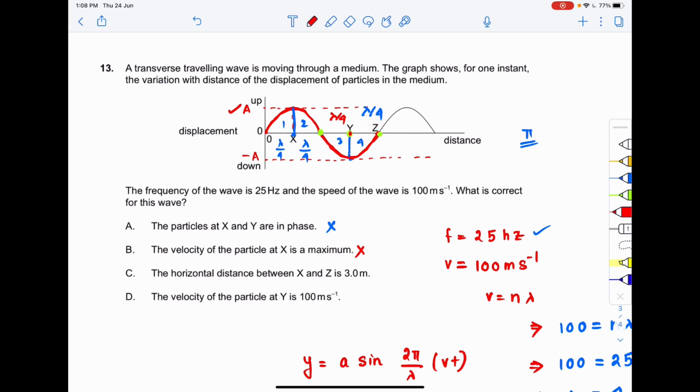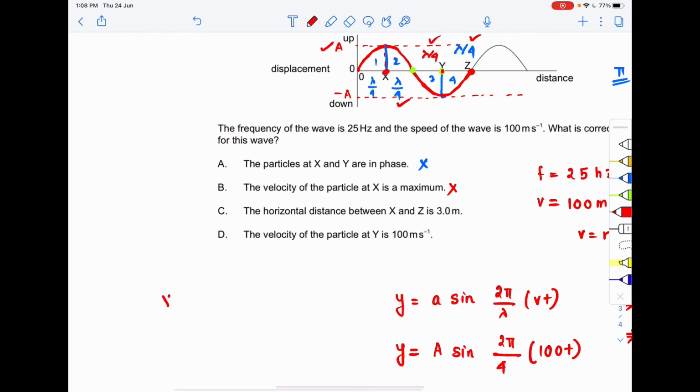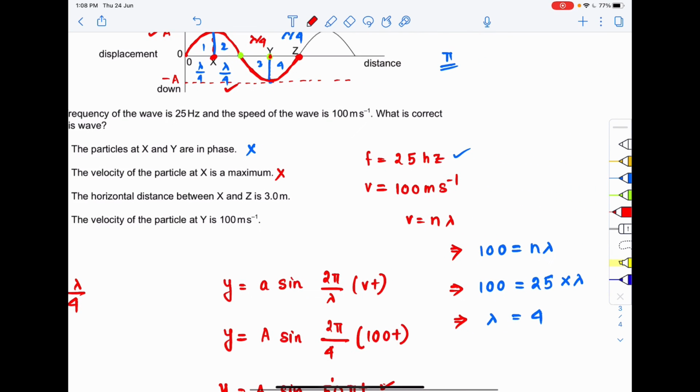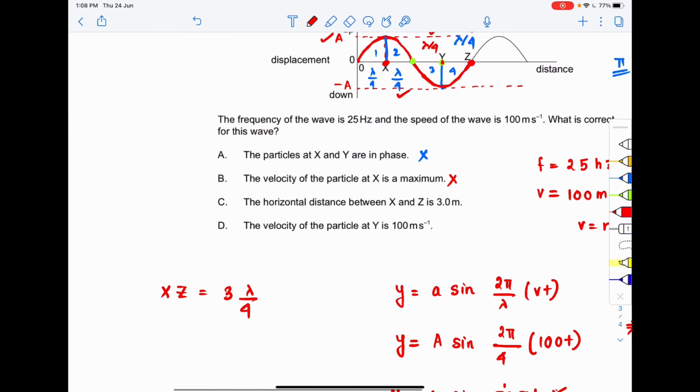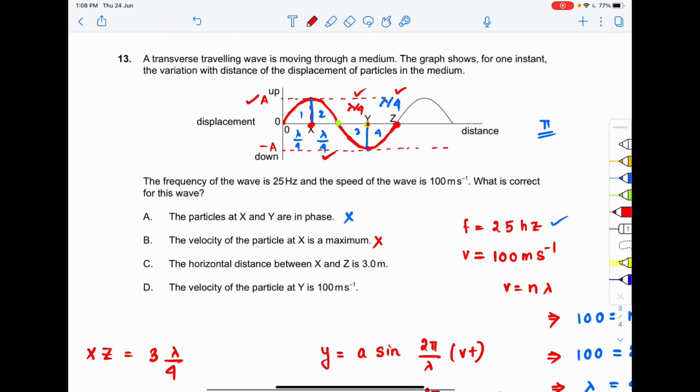We are taking from the point x to the point z, so that is lambda by 4 plus lambda by 4 plus lambda by 4. So the horizontal distance between x and z is 3 times lambda by 4. We found lambda to be 4, so this is 3/4 into 4, which equals 3 meters. So option C is correct.